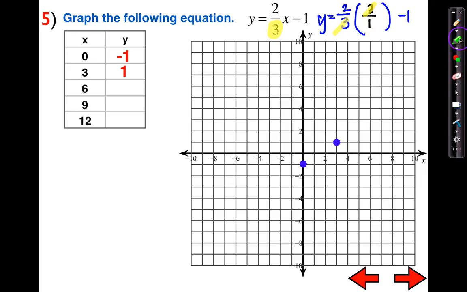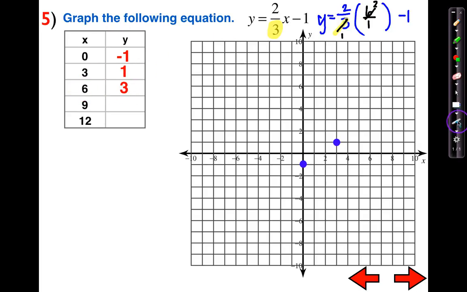Okay, so now let's try 6. I'm going to go ahead and replace 3 over 1 with 6 over 1. So here, because it's a multiple of 3, I'm 100% sure we can cross cancel. Dividing this by 3, this will become 1. This will become 2. 2 times 2 is 4 minus 1, which is 3. So if x equals 6, y equals 3.